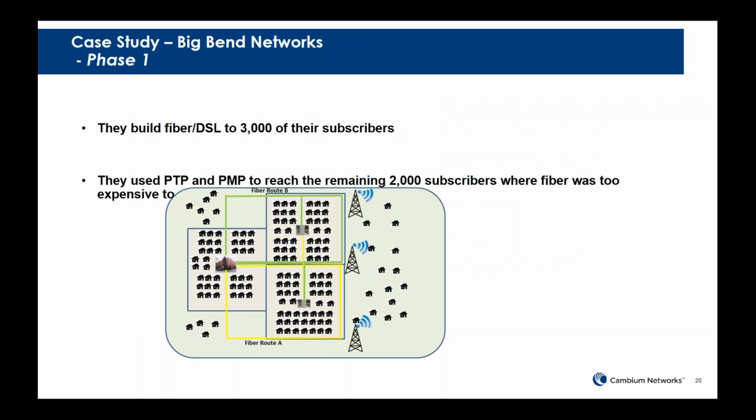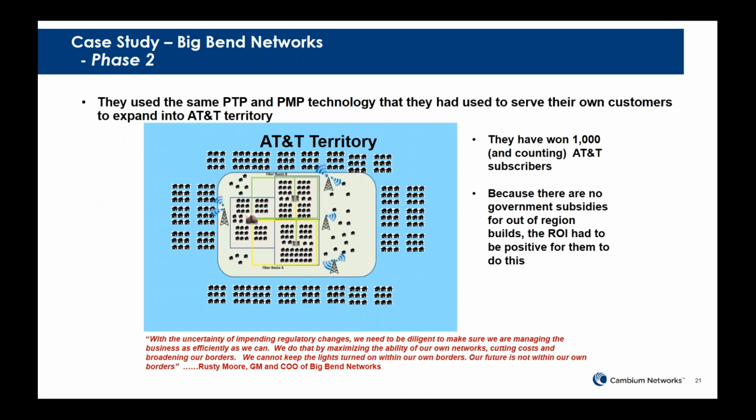So they first put in fiber and DSL to 3,000 of their subscribers. This is in the neighborhoods where it totally makes sense, where the wire distances were totally able to pay for themselves. That's a natural first move and a logical one. Then they used point-to-point and multi-point to reach the remaining 2,000 subscribers where fiber and copper was just too expensive. And as a result, they were able to overlay this entire territory and even win over 1,000 and counting of the AT&T subscribers, because they had a superior service offering than what the wired connectivity partner could possibly provide.